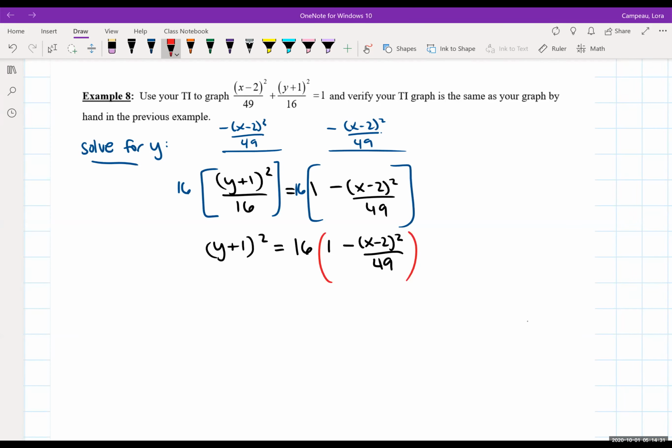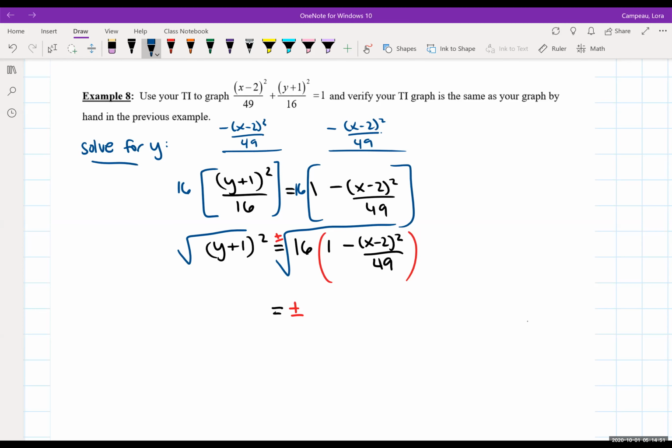Okay, so we still have to isolate that y term, so we have to undo the square. That would involve us taking the square root of both sides. And don't forget, if you do take the square root of both sides, the right-hand side will have the plus or minus. So I'll put that in there.